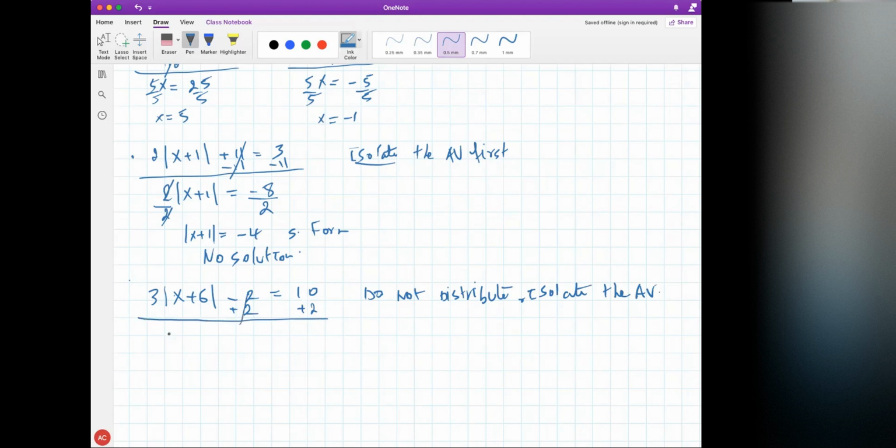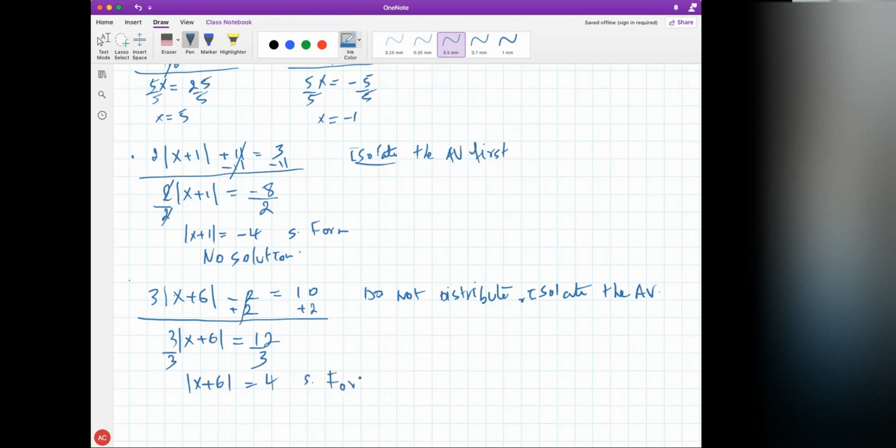That's fine. Now we have 12. Now we need to cancel the 3. Divide both sides by 3. That's right. The absolute value of x plus 6 equals 4. That's right. We're going to have 2 solutions.